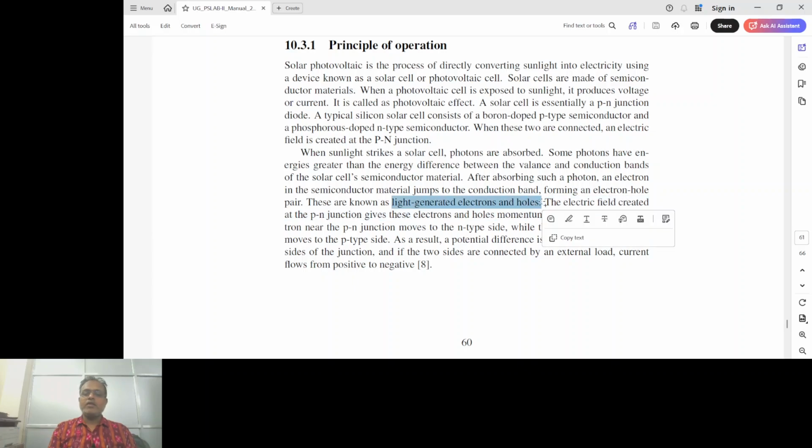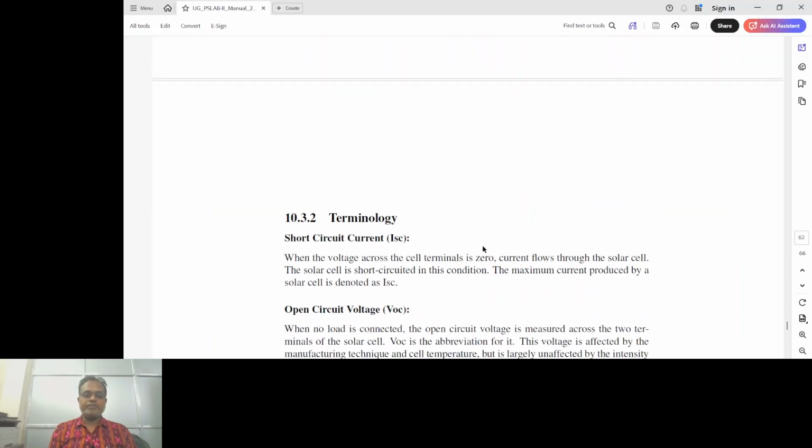The electric field created by the PN junction gives these electrons and holes momentum and direction. The electrons near the PN junction move to the n-type side, while the holes near the junction move to the p-type side. As a result, a potential difference is created between the two sides of the junction, and if the two sides are connected by an external load, current flows from positive to negative. This description I have taken from reference 8, which you can find at the end of the manual.